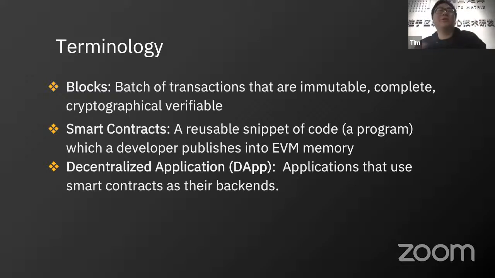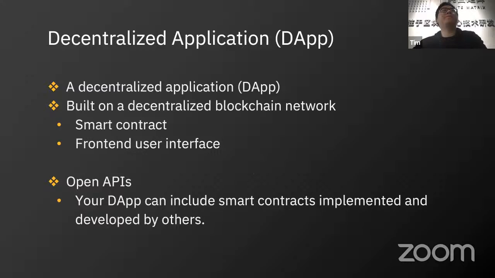Okay. And blocks, as we mentioned before, are just a batch of transactions that are immutable, complete, and cryptographically verifiable. Smart contracts are basically reusable code snippets, which a developer publishes into the EVM memory. And the decentralized application, as we mentioned, is just an application that uses smart contracts as its backend.